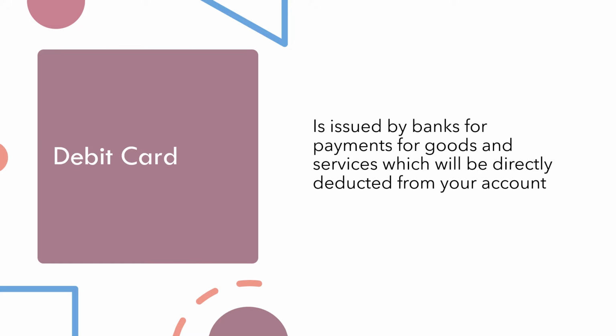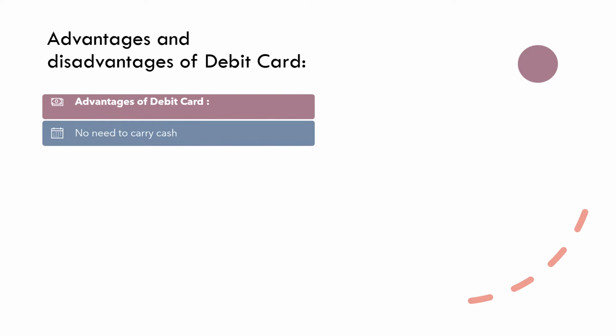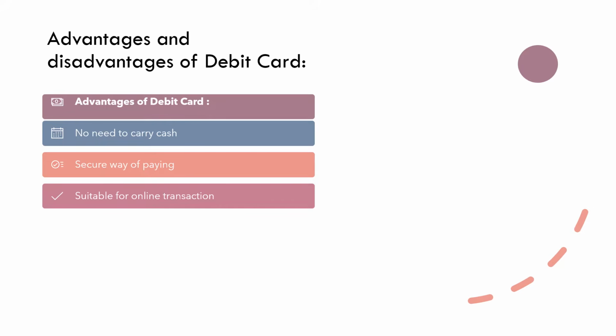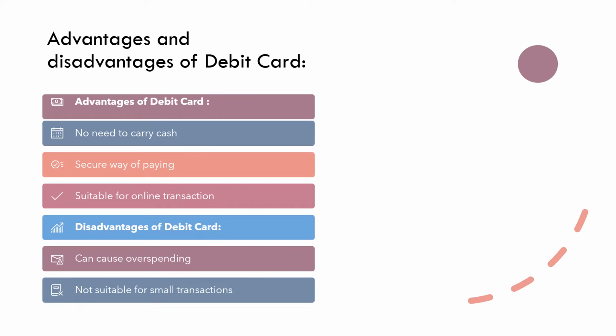A debit card. A debit card is issued by banks for payments for goods and services which will be directly deducted from your account. What are the advantages and disadvantages of a debit card? The advantages are you don't need to carry cash, it's a secure way of paying, and it's suitable for online transactions. However, the disadvantages of a debit card are that it can cause overspending and is not suitable for small transactions.